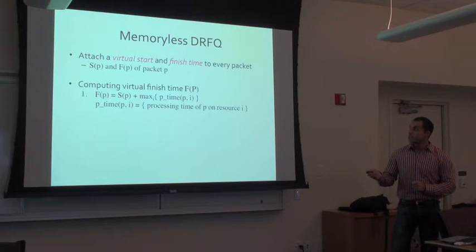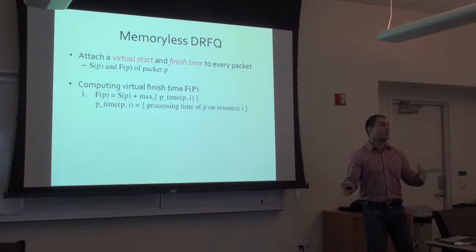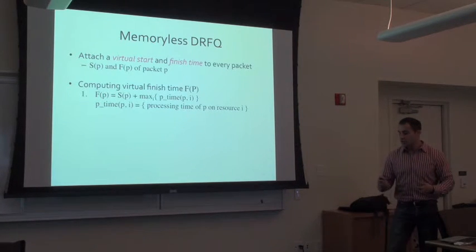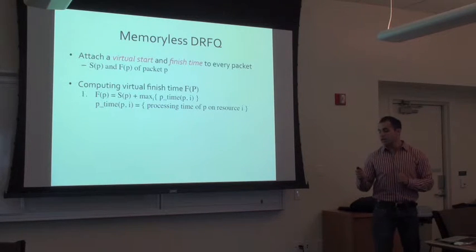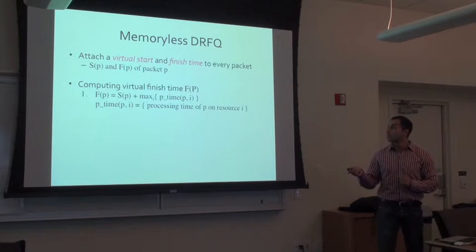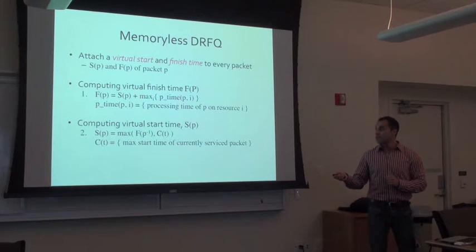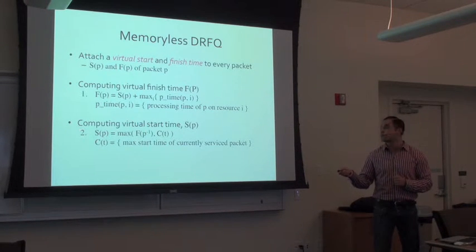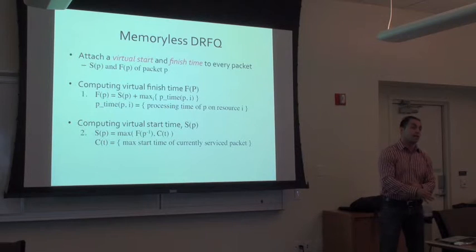So I'll start with telling you how you compute the finish one, because it's easier. The finish time of packet P is simply the start time of that very packet plus the amount that that packet is going to use on the resource that it uses the maximum of. Remember, this is trying to emulate DRF. So p_time of P on resource i is simply the processing time of that packet on resource i, and we want to take the maximum of that. So that's how we compute the finish time. How do we compute the start tag? The start time of a packet is simply the max of two things. It's the maximum of the finish time of the previous packet that is currently buffered.